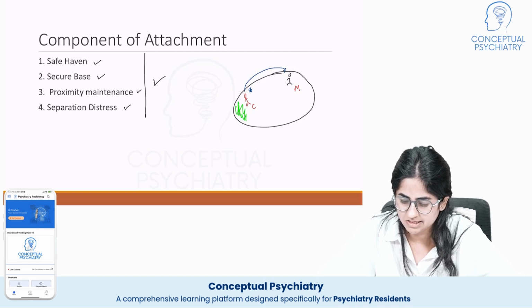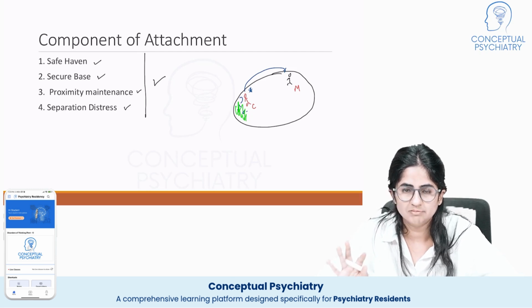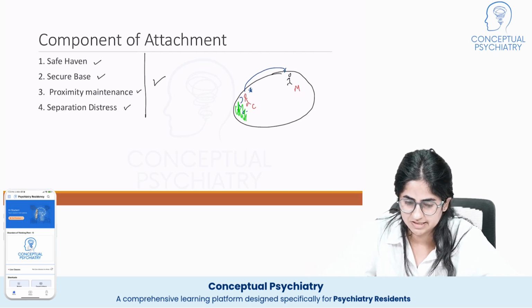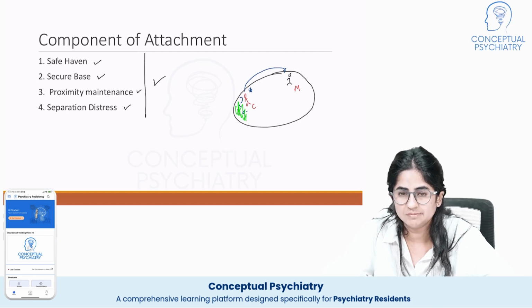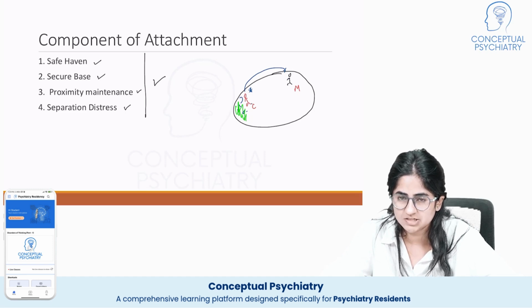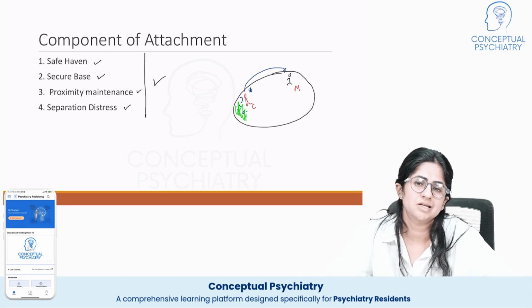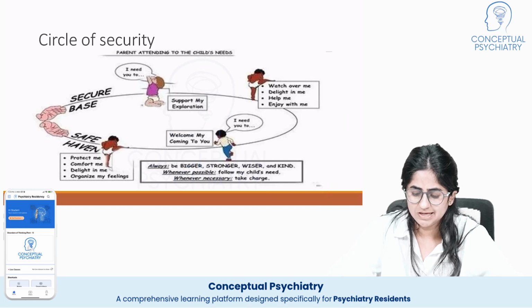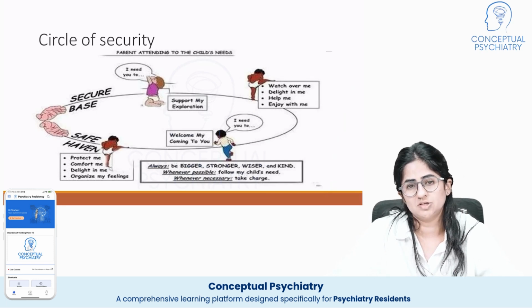Secure base means he went out and he had a lot of questions, so he came back, asked, and he got a good and reliable foundation while he's figuring out his learning abilities. Proximity maintenance, he comes back and asks other sorts of questions which are emotional in nature. And separation distress is when this child was young and he was taken away, he used to cry, right? So we can try to remember it by just this one example. This is what is called the circle of security.